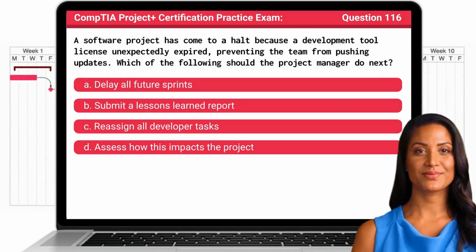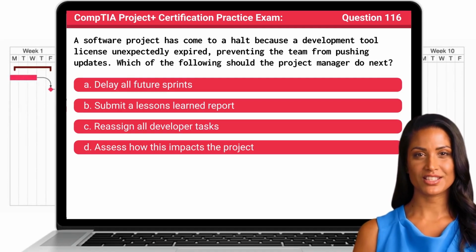Question 116. A software project has come to a halt because a development tool license unexpectedly expired, preventing the team from pushing updates. Which of the following should the project manager do next?